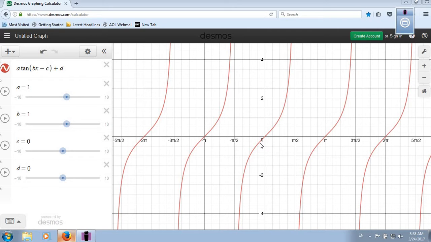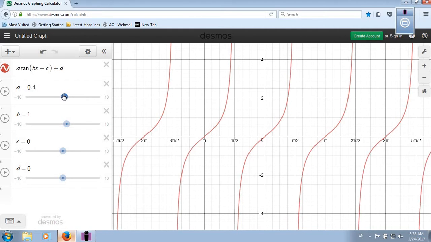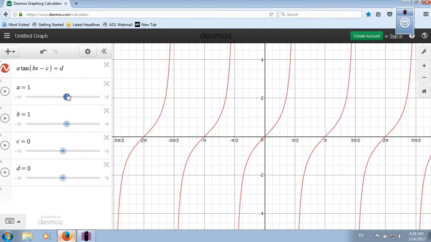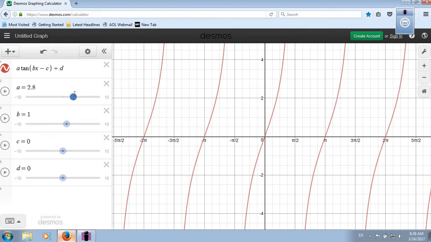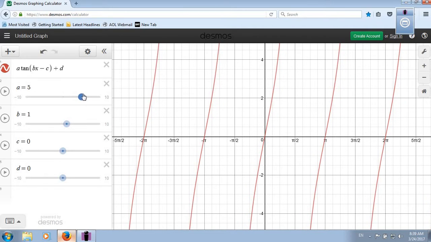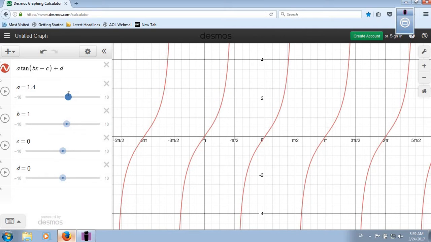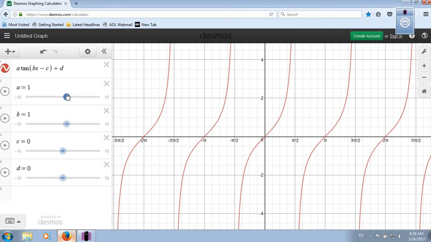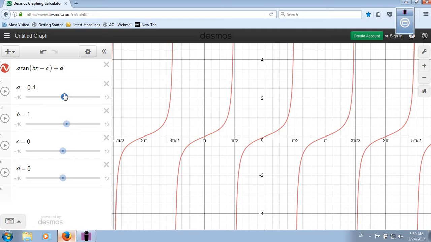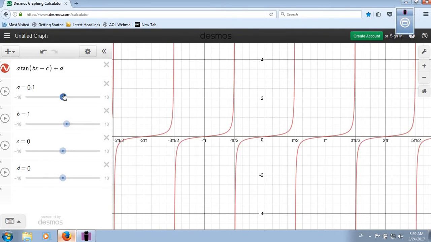So how do we determine where the asymptotes are? How do we determine where the zeros are? Well, A changes the amplitude. In this case, as you can see, it changes the steepness of the curve. As I increase A, the tangent function becomes steeper and steeper. If I reduce it, it becomes a little more curved. The curve becomes more pronounced.